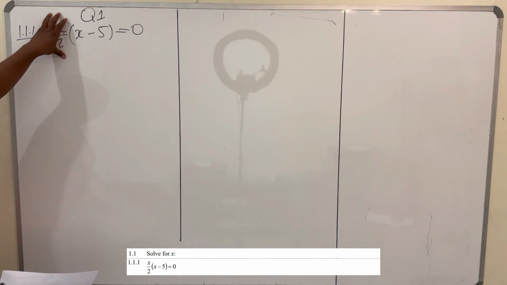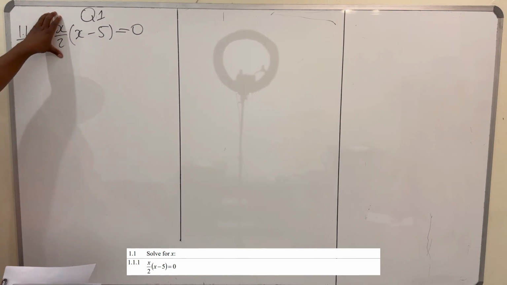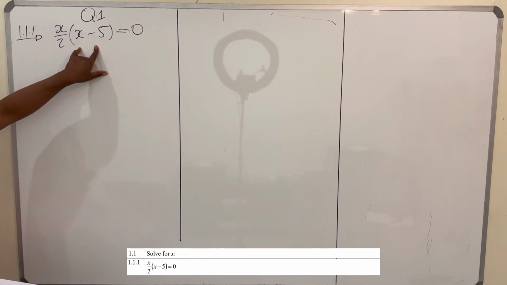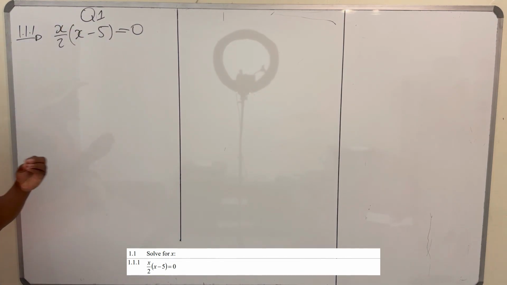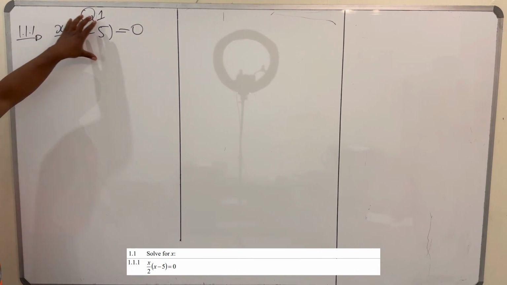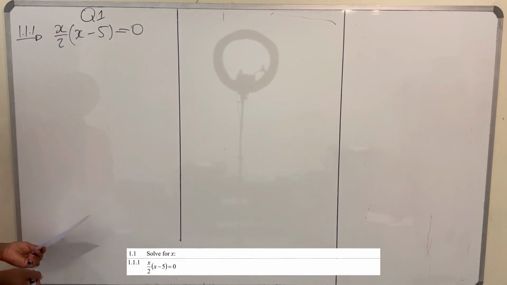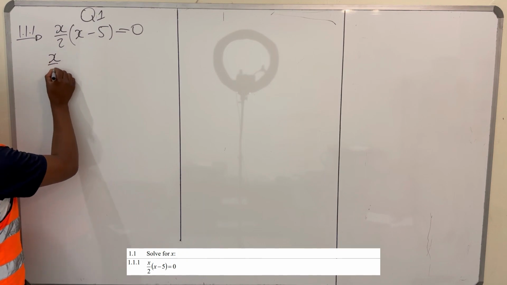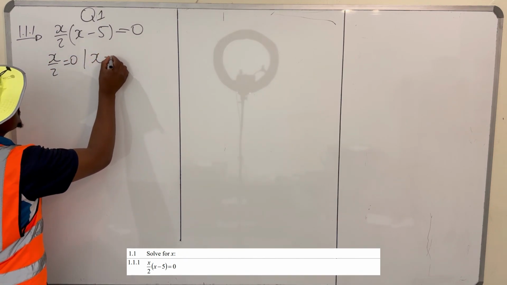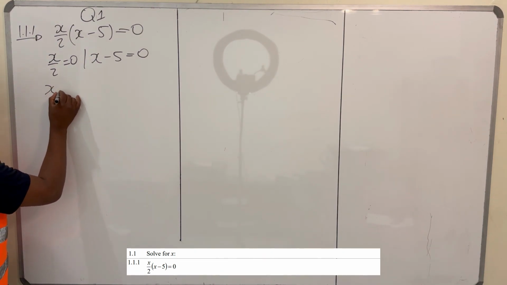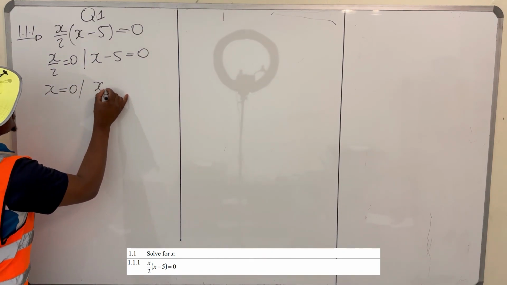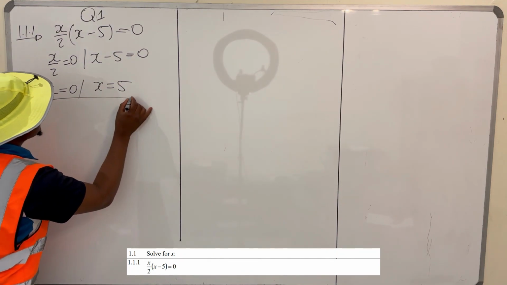So you have x over 2 multiplying x minus 5, and the product is 0. What does that mean? If the product of two terms that are multiplying each other is 0, at least one of them is 0. So in this case, either x over 2 is 0 or x minus 5 is 0. Then from here you solve for x. So x is equal to 0 or x is equal to 5. So this is the first one.